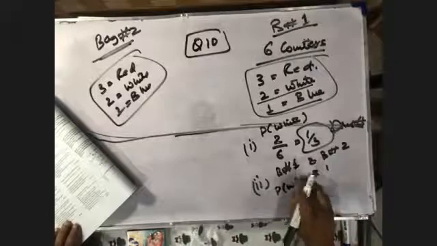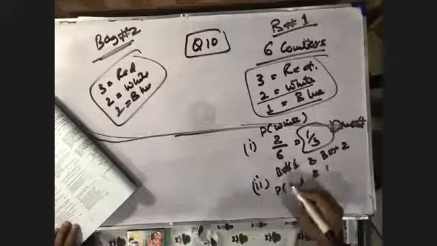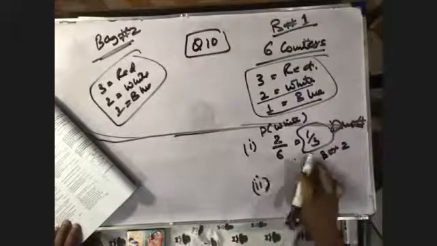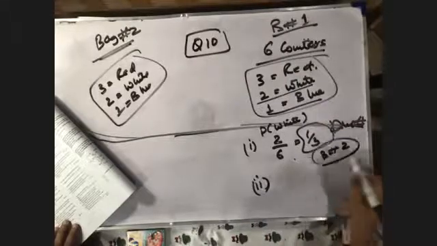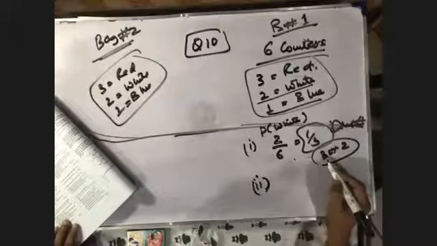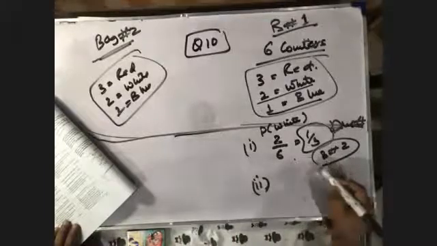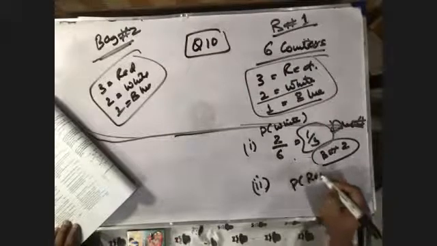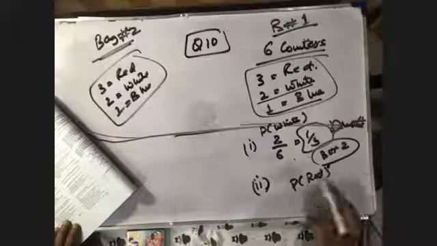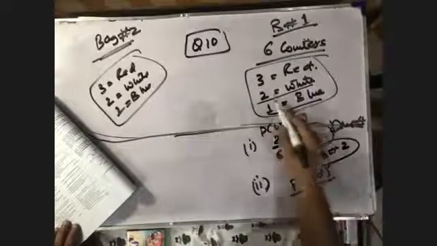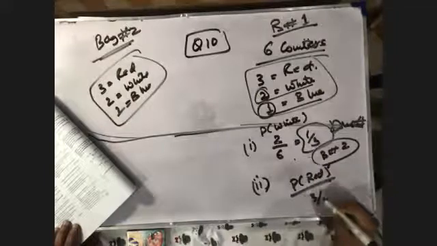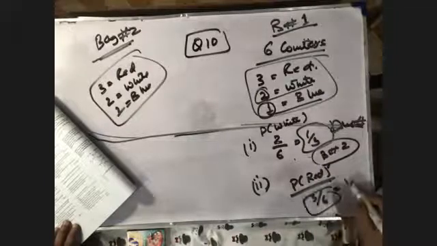1 counter is drawn from the second bag. So we do not have to worry about anything. We are just drawing 1 counter from the second bag. Find the probability that it is not red. Not red means white and blue, 3 out of 6. That's 1 out of 2. Answer.